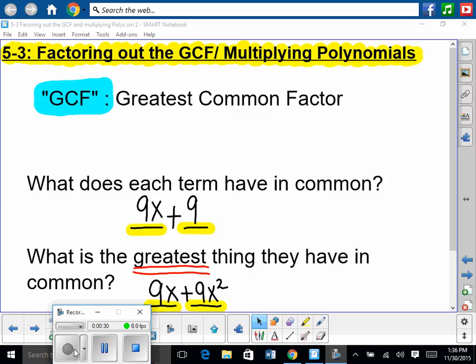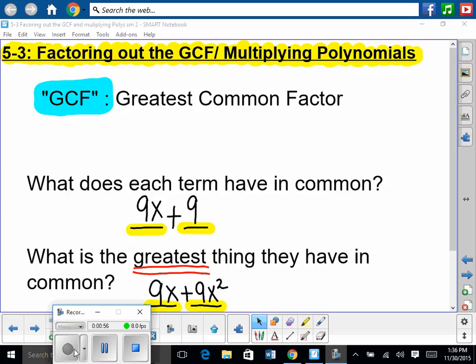So once again, we're factoring out the GCF, which means greatest common factor. So what we're going to be doing is asking ourselves, what does each term have in common? So looking here, remember terms are separated by plus or minus signs. So we have two terms here, right? And in those two terms, what's in common? A 9. So we would factor it out. We would pull it out. And I'll get to some examples in a second.